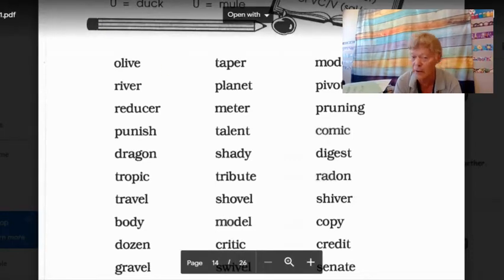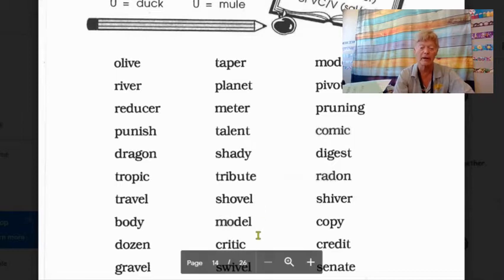Remember how long you want to go. Don't just read one row. Nope. Read it for 10 minutes, and you're practicing to get faster. So you can go taper, planet, meter, talent, shady, tribute, shovel, model. So you want to go fast. Have someone in your house time you for 15 seconds when you think you get really good. And then, of course, when you're really ready to test out of this lesson, there are like 6 pages in it, so you want to practice on it long enough so you really have this strategy under your belt and in control.